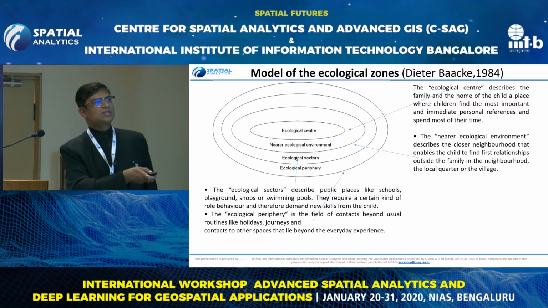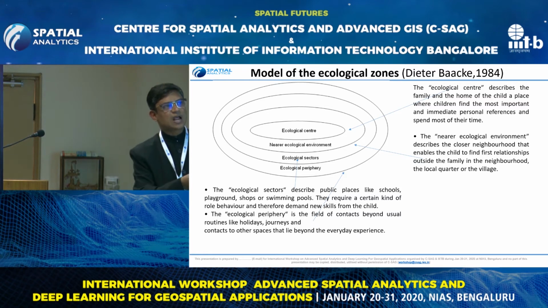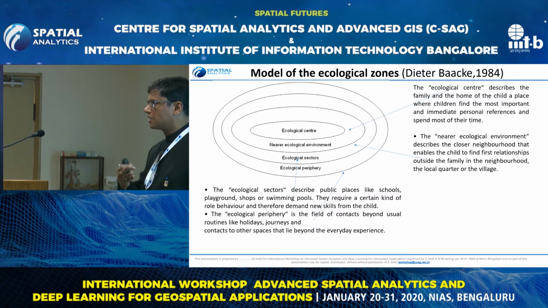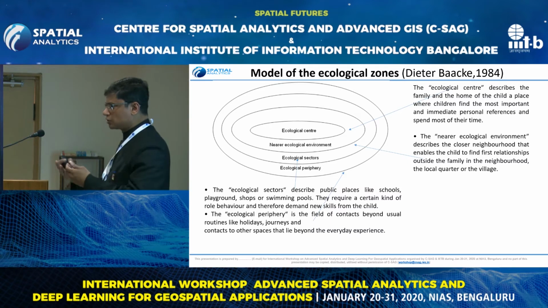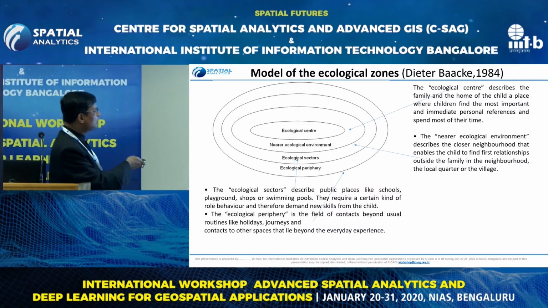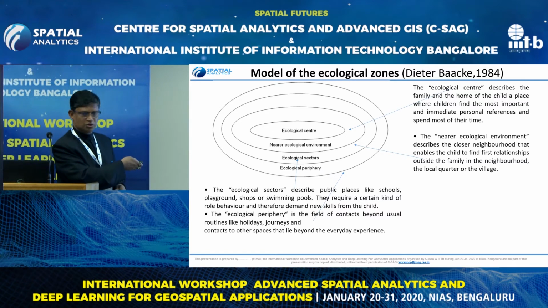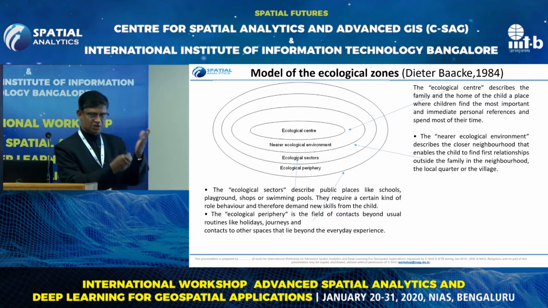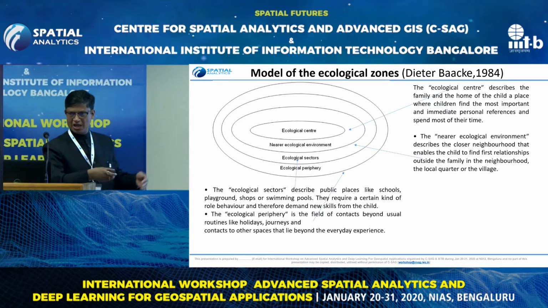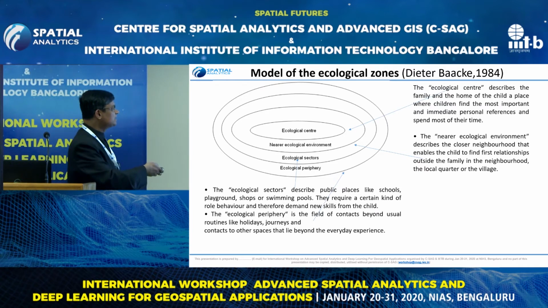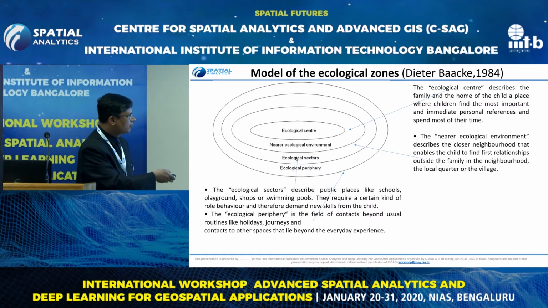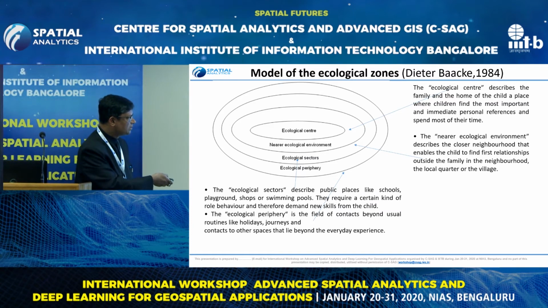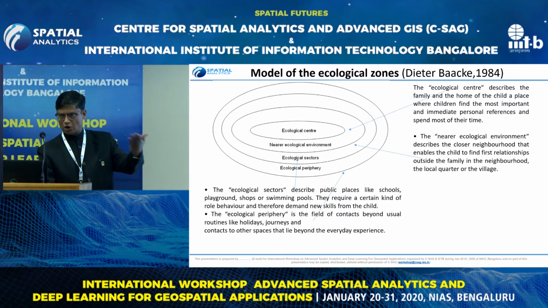The first is the ecological center concept, which describes the family and the home of a child, where children find first and most important contact. Though he has given the example in the context of a child, in the context of a society you will see that all of us follow to a certain extent these centers. First, we start our life in a small area, then we go into a bigger area. Then there is a nearer ecological environment, which describes the closer neighborhood that enables the child to find first relationships outside the family. That means the local village or local quarter.